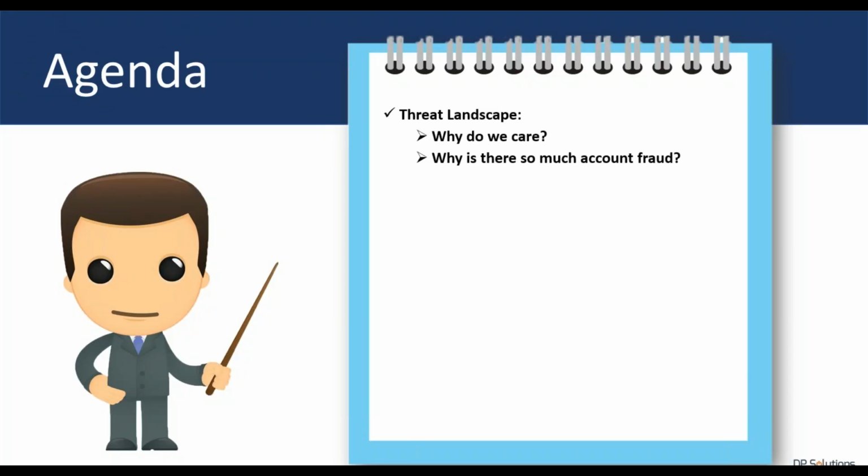So we're going to go over the threat landscape. So where are we today? What are the actual threats, and why is there so much account level fraud?